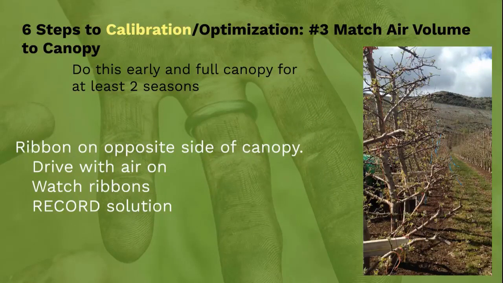Match the air volume to the canopy. Do this by tying a ribbon or flagging on the opposite side of the canopy that you are driving. So here it's faintly seen as blue ribbons on one side and the tractor is on the other side. Drive by and see how the flagging is moving. If it blows straight out, it's too much air. In small canopies in dormant season like this picture, it's really hard not to have too much air. But if the ribbon flutters a bit, then it's perfect.